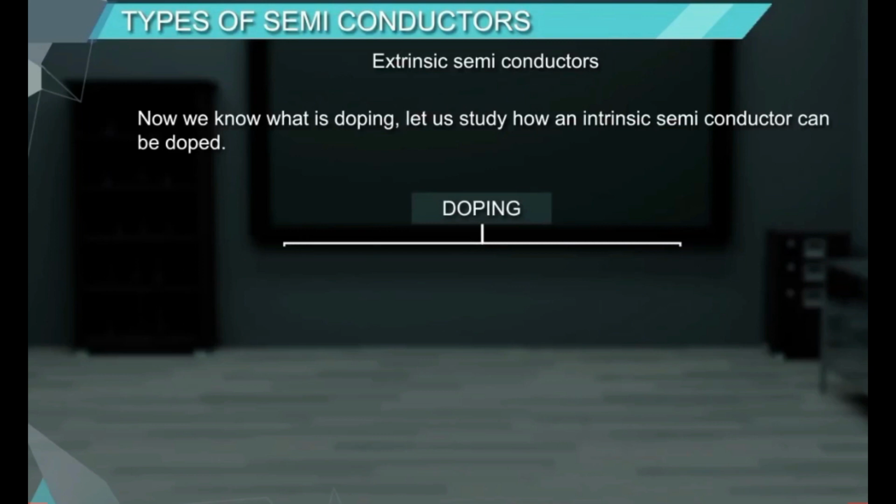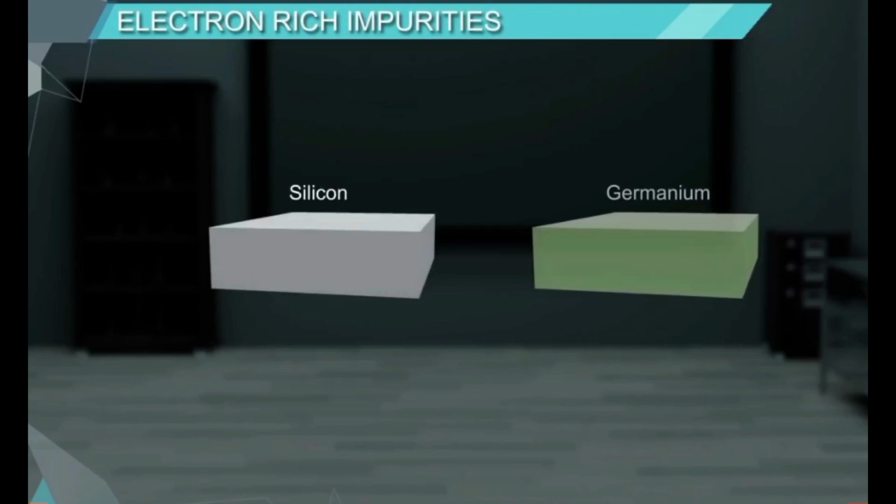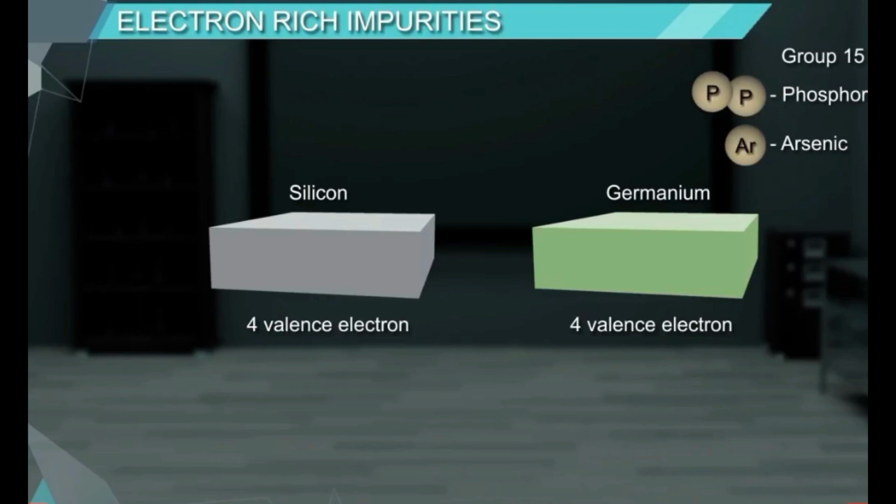Doping can be done in two ways: with electron-rich impurity or with electron-deficient impurity, as compared to the intrinsic semiconductor. Electron-rich impurities. Both silicon and germanium belong to group 14 of the periodic table and have 4 valence electrons each. When silicon is doped with a small amount of group 15 elements such as phosphorus or arsenic, its electrical conductivity increases.